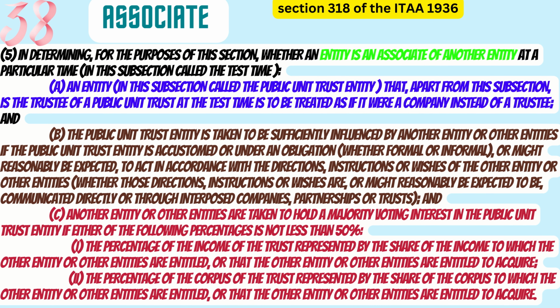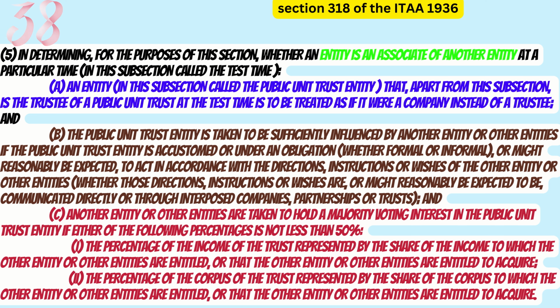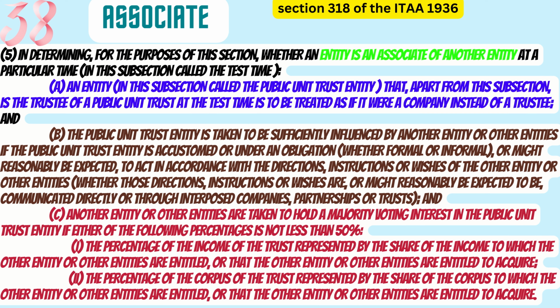B. The public unit trust entity is taken to be sufficiently influenced by another entity or other entities if the public unit trust entity is accustomed or under an obligation, whether formal or informal, or might reasonably be expected, to act in accordance with the directions, instructions or wishes of the other entity or other entities, whether those directions, instructions or wishes are, or might reasonably be expected to be, communicated directly or through interposed companies, partnerships or trusts, and C. Another entity or other entities are taken to hold a majority voting interest in the public unit trust entity if either of the following percentages is not less than 50%.